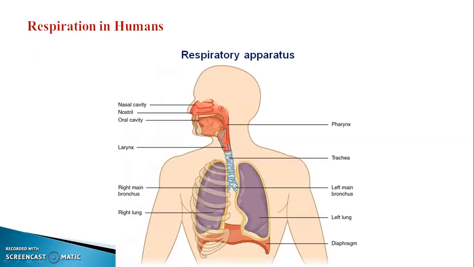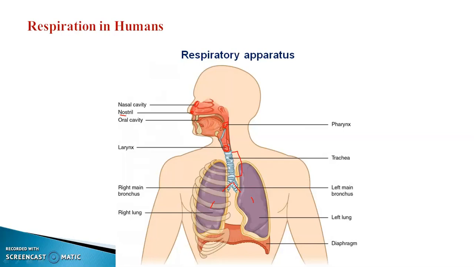This is the diagram of the respiratory apparatus, and it shows the fixed position of the different respiratory organs in the human being. This is the nostril. Here is the nasal cavity. Now this is the pharynx. Here is the larynx. This is the trachea. Bifurcation in the form of bronchioles. This is the lung. This is also a lung. And inside the lungs there are alveoli.